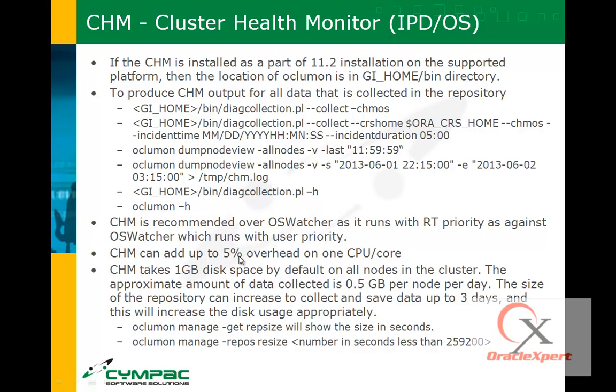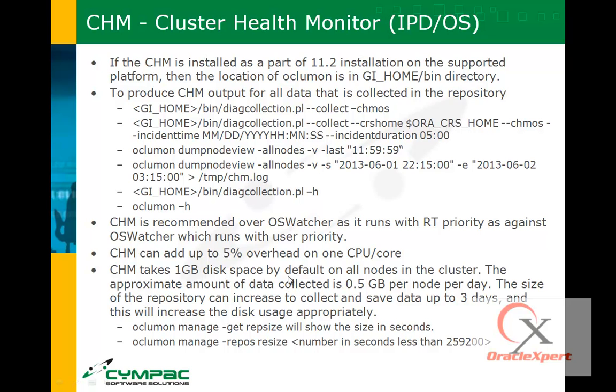CHM can add up to 5% overhead, but only on one CPU core. So don't think, my machine has 64 CPUs, so what is 5% of 64 CPUs? That means I am spending one CPU only for collecting the statistics. No, I am saying it's a single-threaded process. It consumes only 5% of one CPU core, which is affordable.